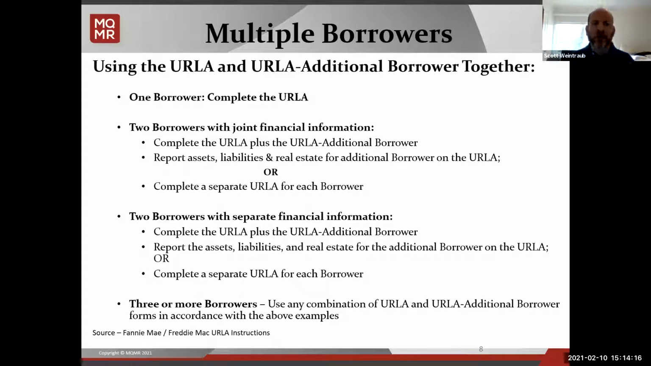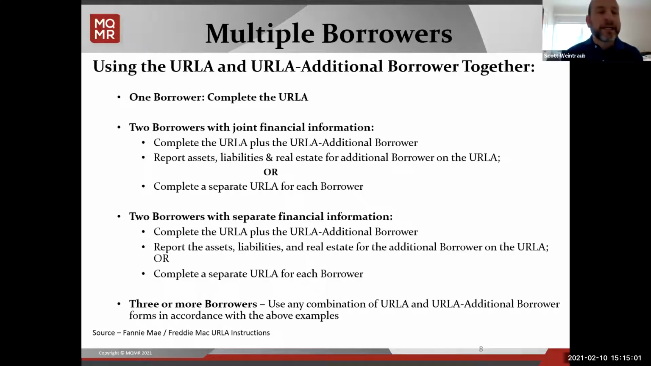If there are 2 borrowers, there are different rules depending on whether they're using joint financial information, such as a married couple, for example, or 2 borrowers with separate financial information. As you can see here, in either case, if there are 2 borrowers, there would be the Uniform Residential Loan Application, the new application that the primary borrower would complete. And then there is a separate Uniform Residential Loan Application dash additional borrower. In a couple slides coming up, I'll show you what that looks like. But there is an additional borrower form that must be filled out by each additional borrower.